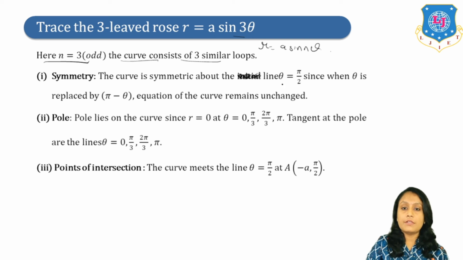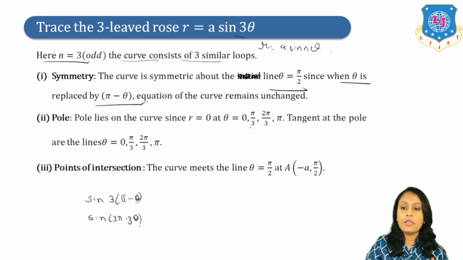The curve is symmetric about the line theta is equal to pi by 2, because if we replace theta by pi minus theta, the equation will remain unchanged. So replace over here: we have sine of pi minus theta, so this is sine of 3 pi minus 3 theta. 3 pi minus means second quadrant. In the second quadrant sine is positive, so this will remain positive, right? So we can say that the curve is symmetric about the line theta is equal to pi by 2.